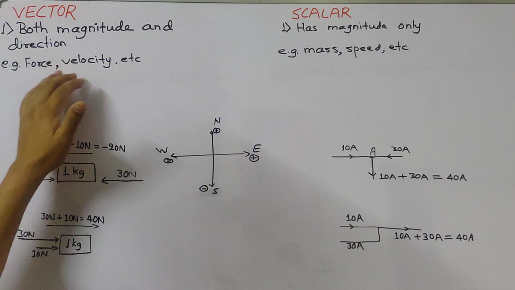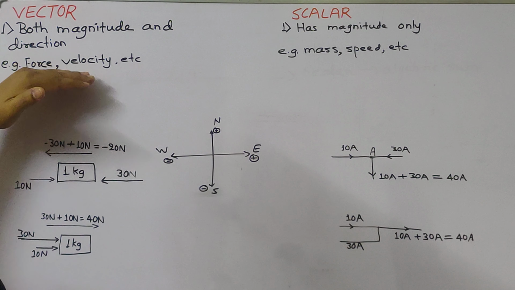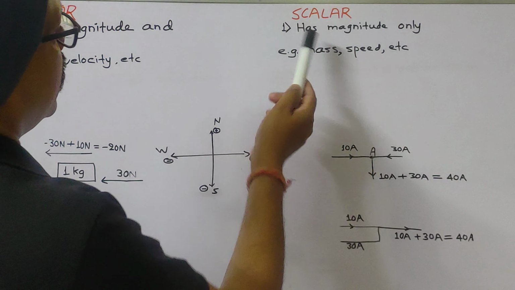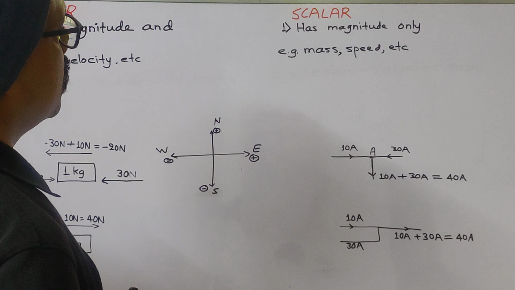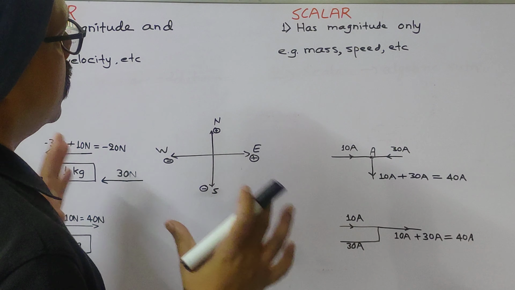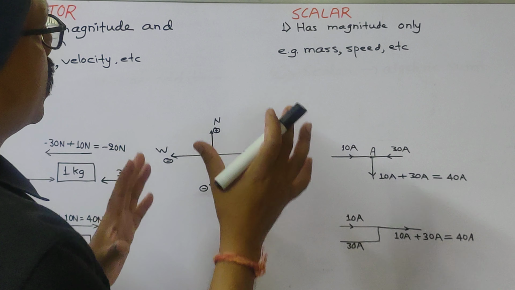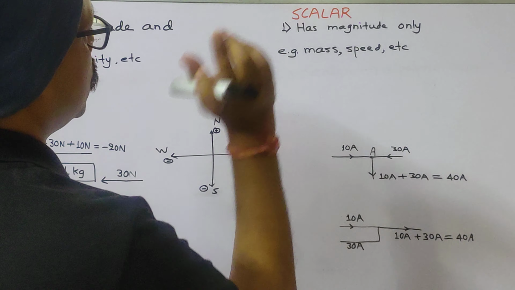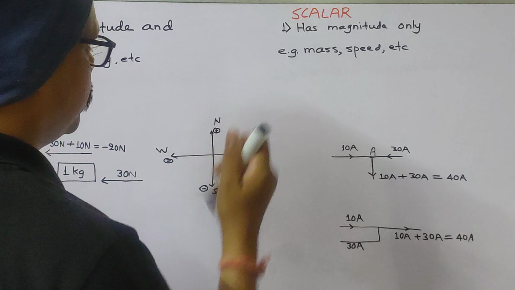For example, force and velocity. So direction makes sense here. Scalar quantities are those physical quantities which have only magnitude, for example mass and speed.